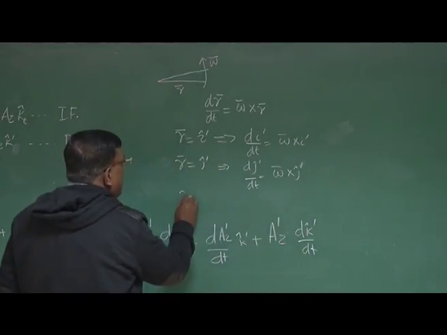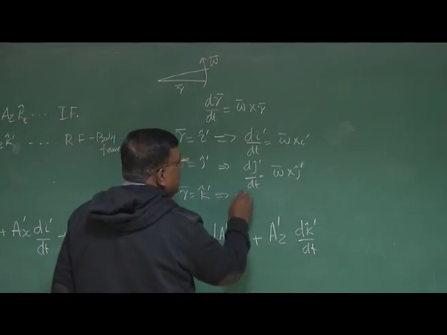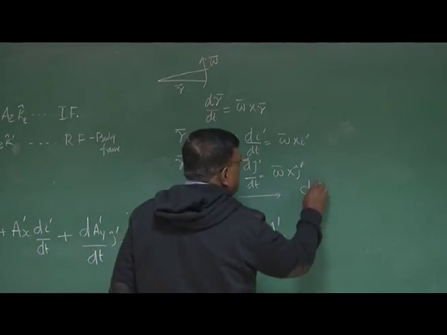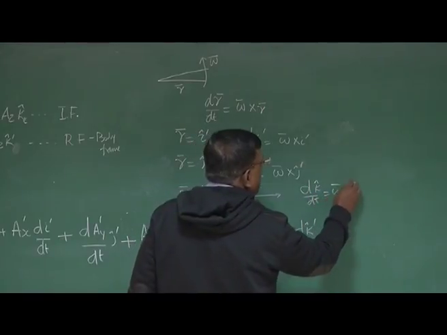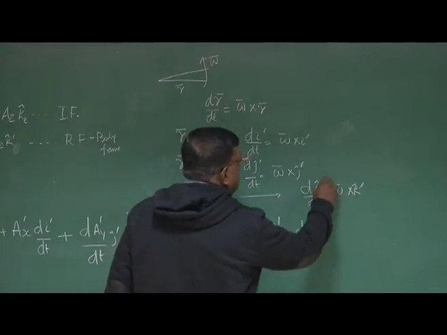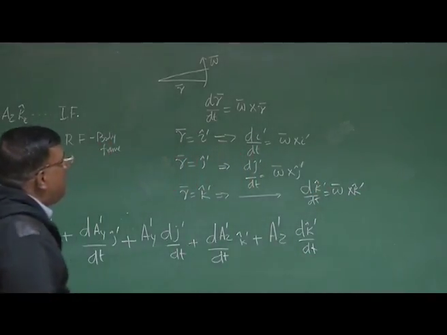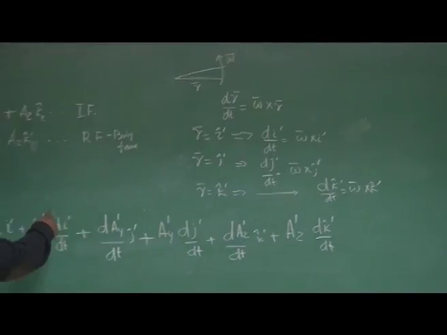Similarly, if I put r equal to k prime, this gives me dk prime by dt equal to omega cross k prime. Fantastic. This is so elegant, so simple a way of finding di prime by dt, dj prime by dt and dk prime by dt. Okay. Now, what is the solution?